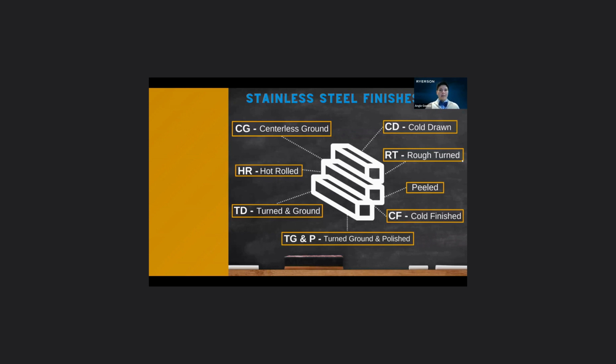TG, or turned and ground, is exactly that. It's turned on a machine and ground down. Again, we see this process used to achieve a very specific diameter with tight tolerances. We'll likely see a shiny appearance after it's done, and then we can jump right to TGP.